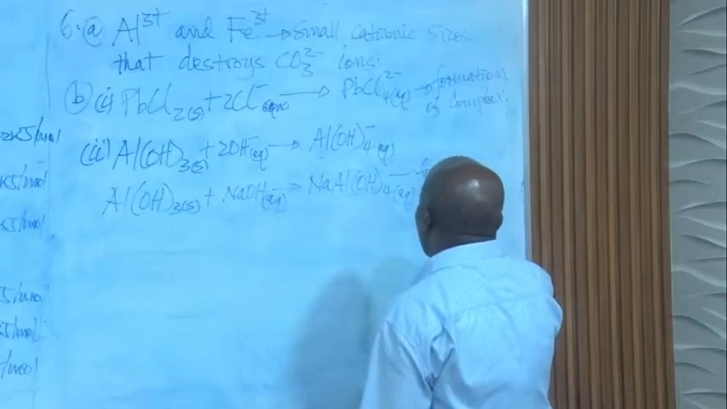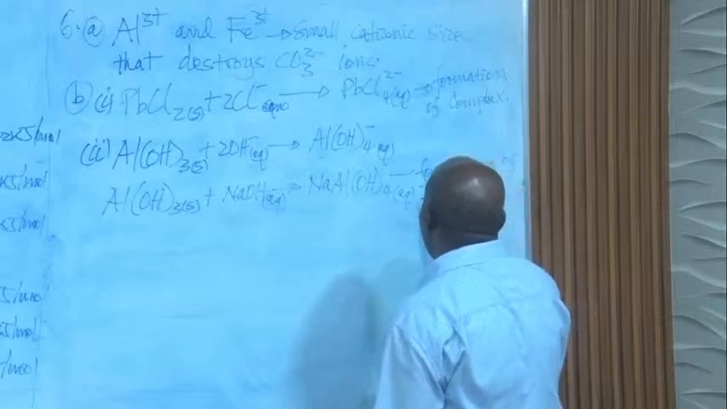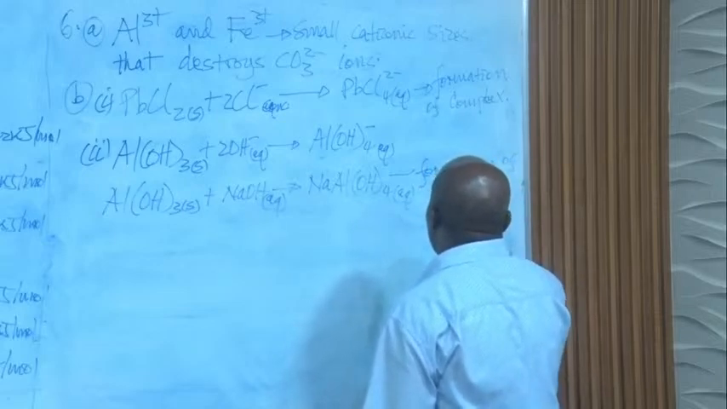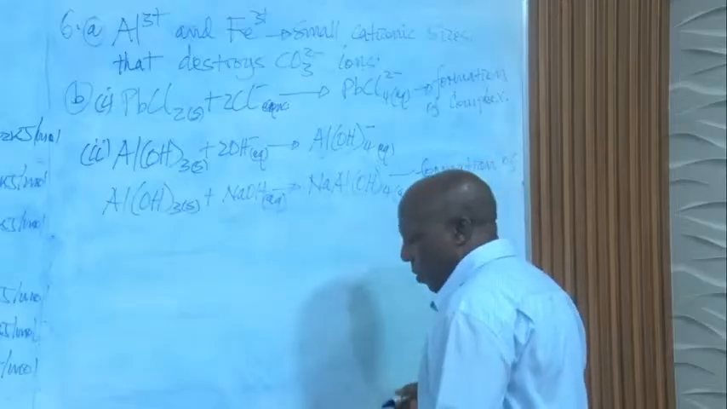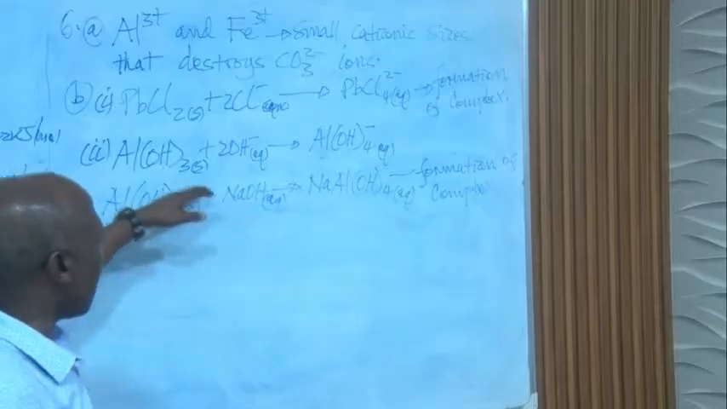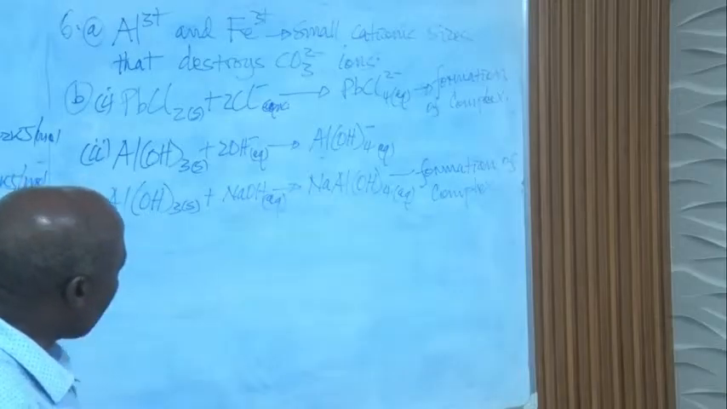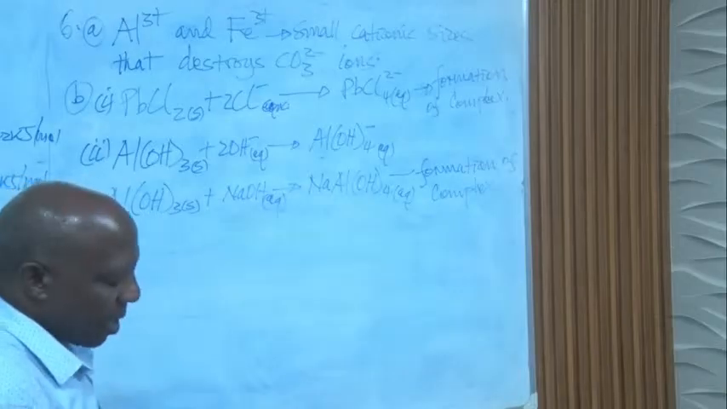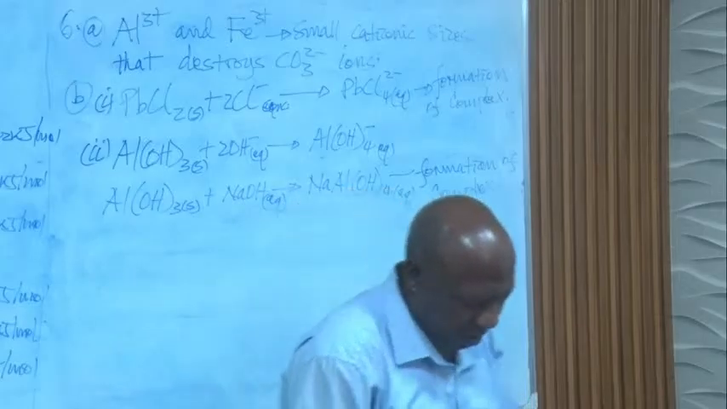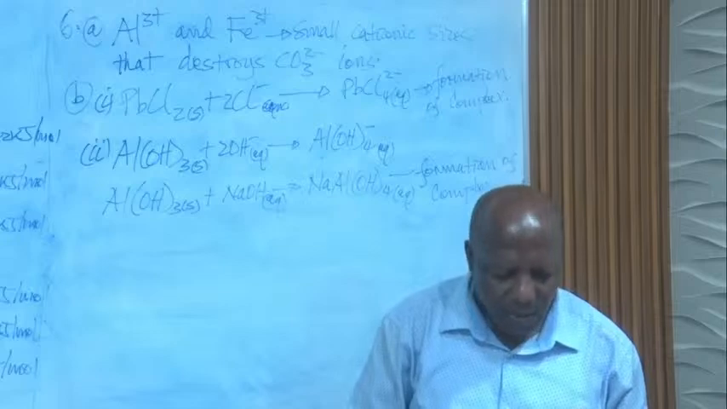The reason is formation of aluminate complex. So this is one of the procedures in the qualitative analysis in which aluminium can be differentiated or distinguished from other cations by using sodium hydroxide. Then question number 6C.